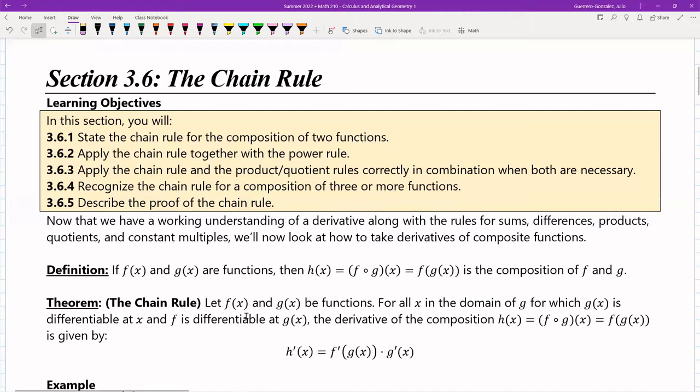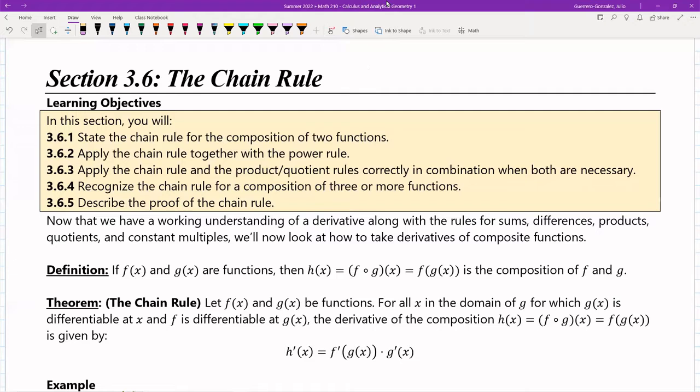So the chain rule really does have to do mostly with composite functions, when you have a function inside a function. How do you take the derivative of those? This will really open up the amount of functions that we can now handle. With the chain rule, we can now take the derivative of anything we get thrown at.